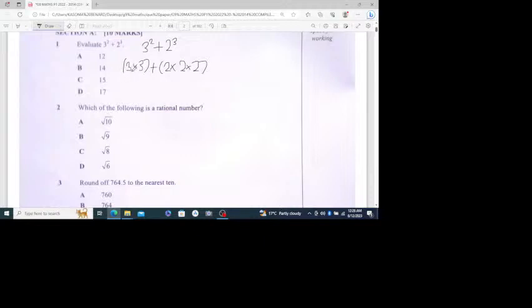Now we start evaluating what is in brackets. 3 multiplied by 3 gives me 9, plus, now we come to this side. 2 multiplied by 2 gives us 4. 4 multiplied by 2 gives us 8. So we have plus 8. Then 9 plus 8 gives us 17.